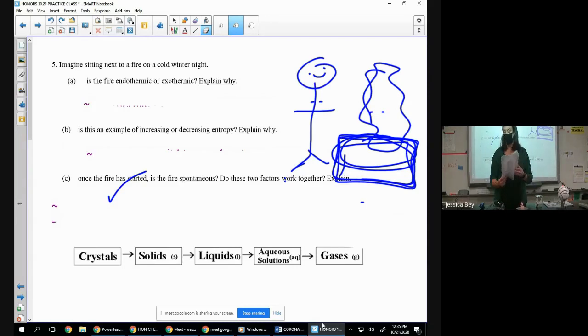This is exactly what it will look like on your quiz. You will have questions like this, two of them. You'll have to be able to explain the spontaneity to me.